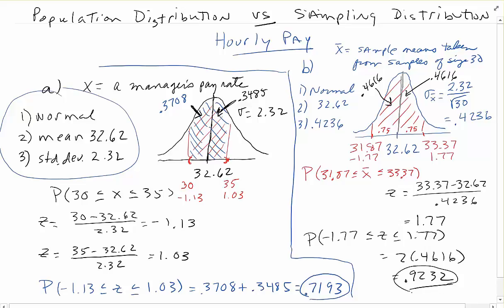So working that, I'm really answering two different questions here. There are some similarities, but there are some distinct differences. In one case, I'm talking about the probability of an individual being in an interval, and then in the other case, I'm talking about the average from a sample being in a certain interval.